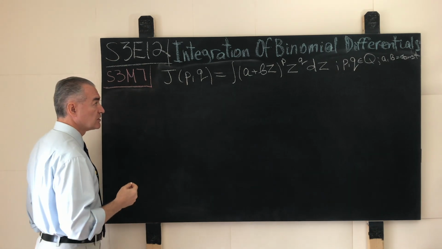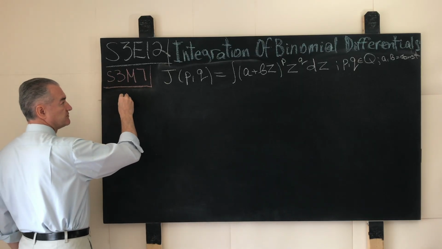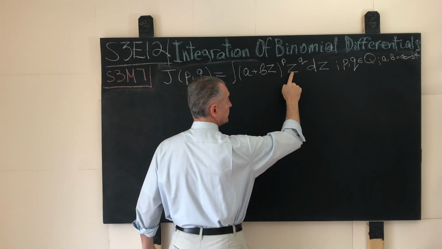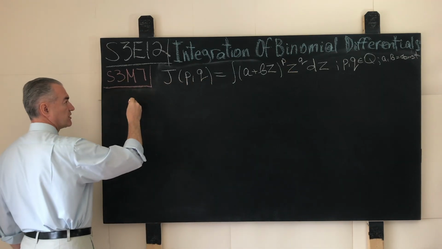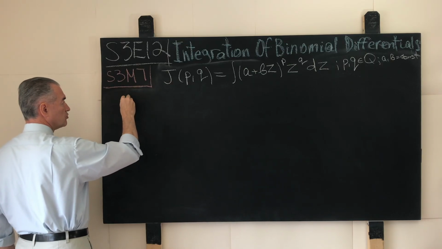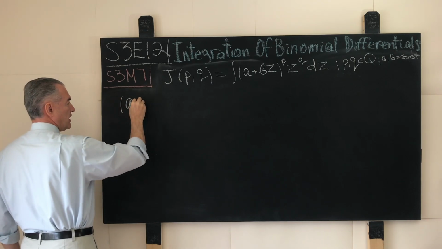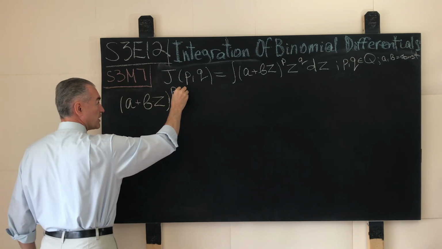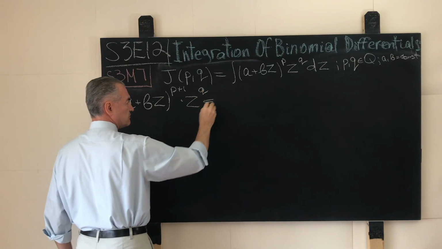So how can we do that? Well, here is one way. We start with middle school algebra. In our given expression, in our integrand, we bump only the power p by 1, for example. You can experiment with other possible maneuvers too, but here is one that will work. We take a plus b z raised to the power p plus 1 times z to the power of q.